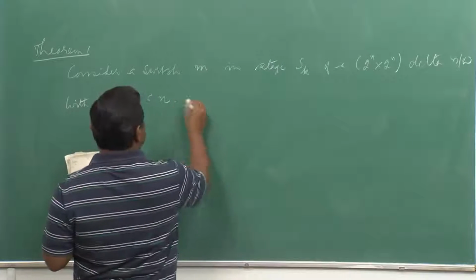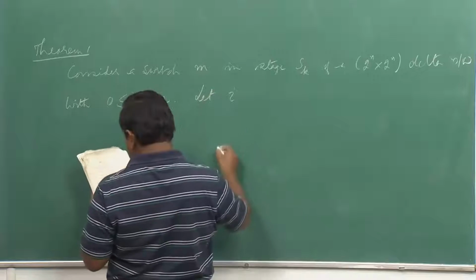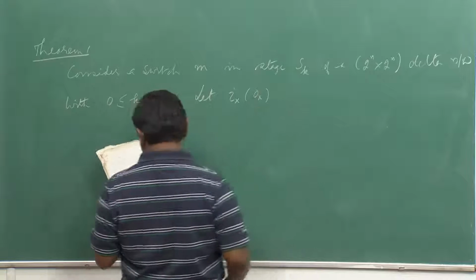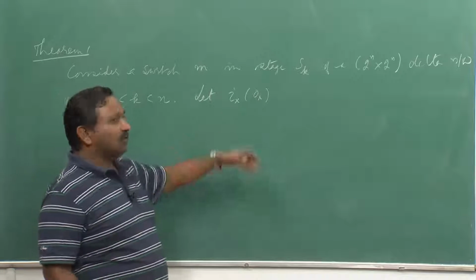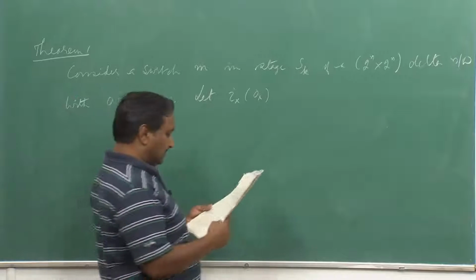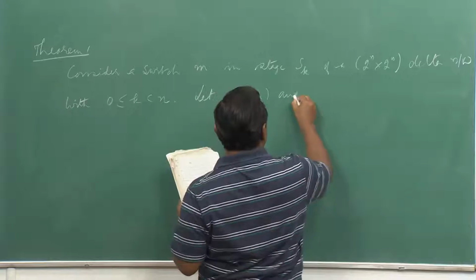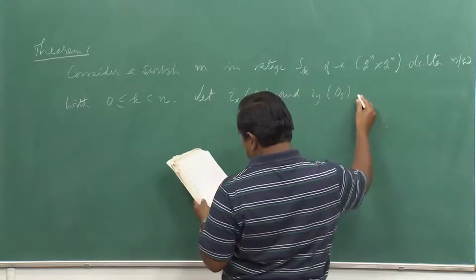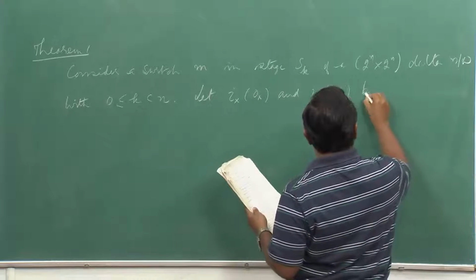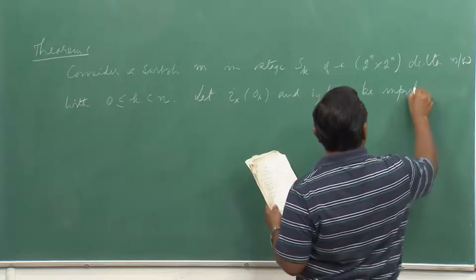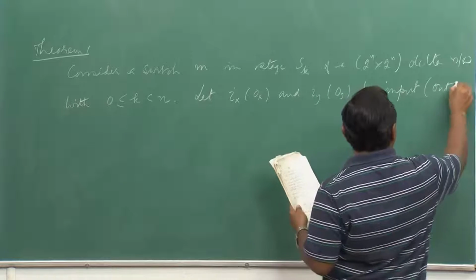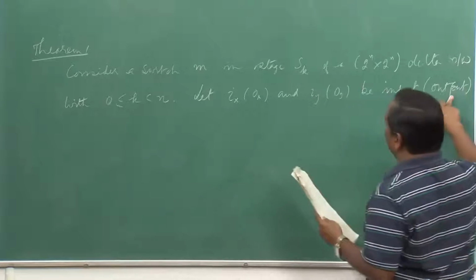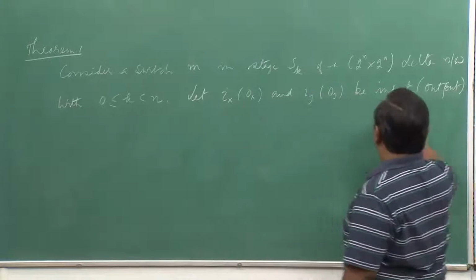Now, let Ix, Ox, where I stands for input and O stands for output, and Iy and Oy be input. So, whenever I talk about Ox, Oy, these are outputs. When I talk about Ix and Iy, these are inputs.